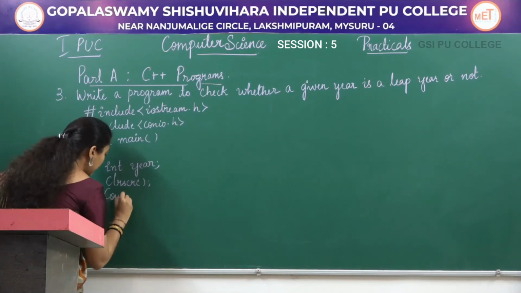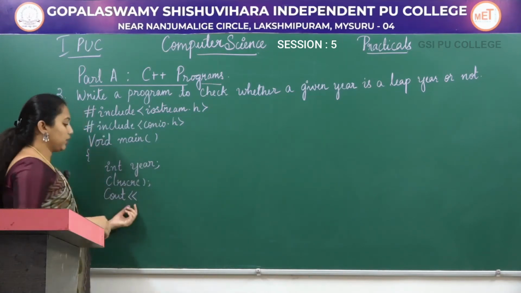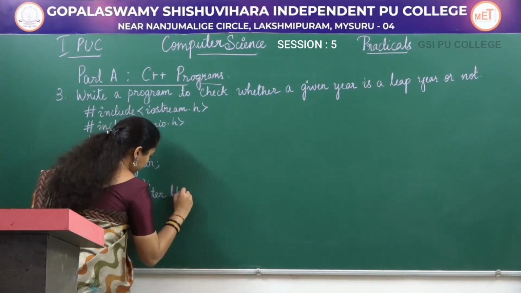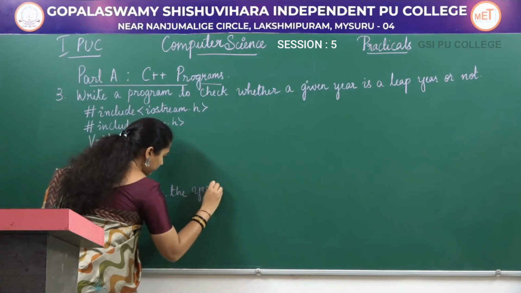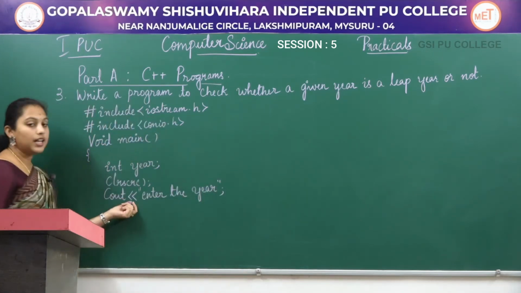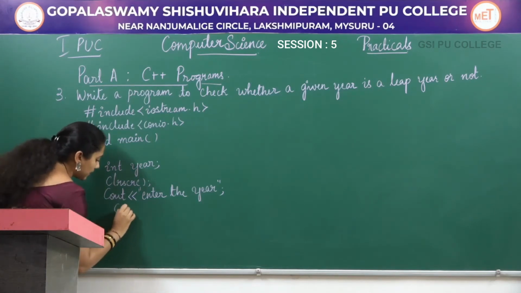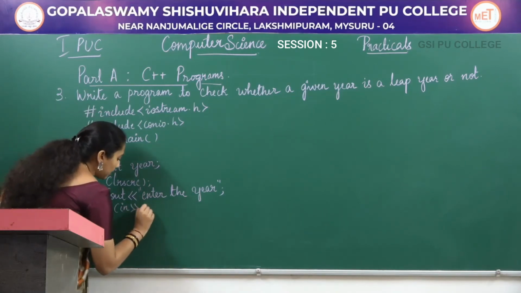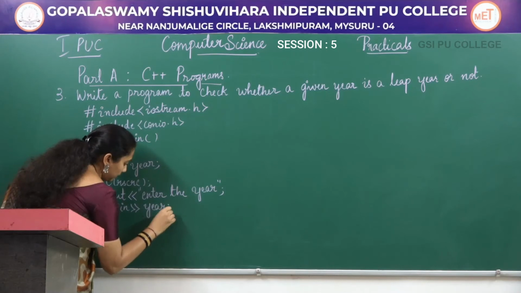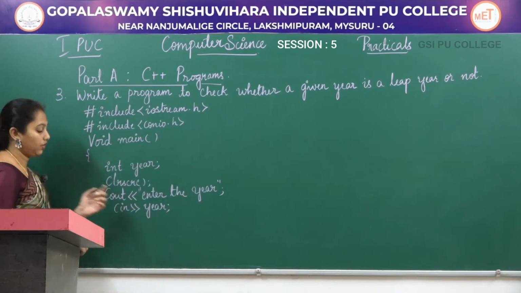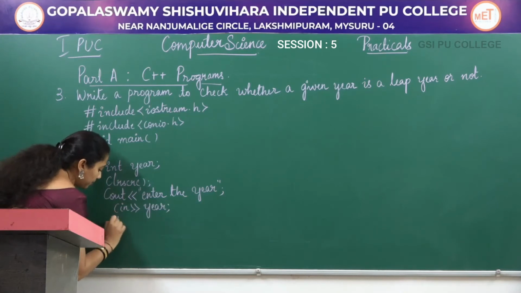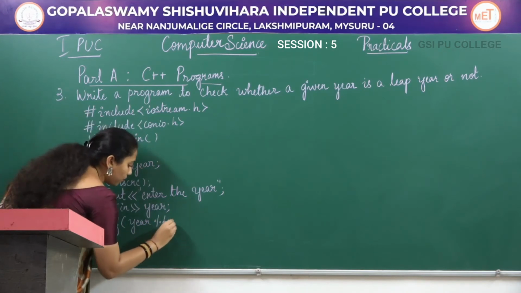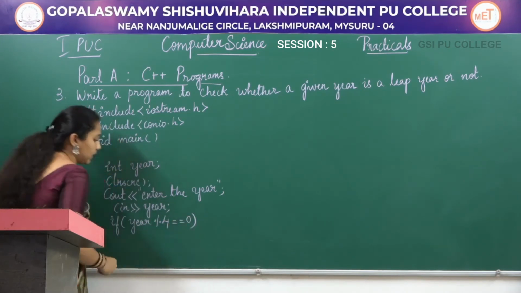Next, using the cout statement, I am going to print "enter the year". This is the extraction symbol. Using the cin statement, I am going to enter the year. Next, if year modulus 4 is equal to 0.